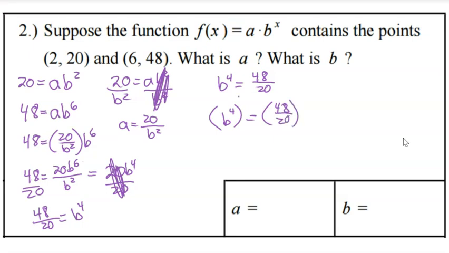Now we're going to raise both sides here to the 1/4 power so that we can cancel this 4 on the b. So both sides to the 1/4 power. And so 4 times 1/4 is 1. So this is going to become b to the first power, but we're not going to write the first power. We're just going to write b equals. And now we just need to find out, well, what is 48 over 20 in parentheses to the power of 1/4, 1 over 4.